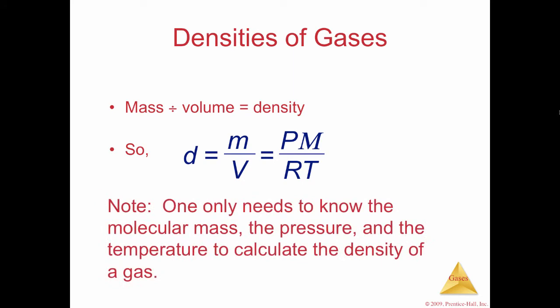so we can manipulate the equation even further and say that density is P times molar mass over RT. We only need to know the molar mass, the pressure, and the temperature to calculate the density of a gas. So this equation you will find to be very useful. Again, density equals pressure times molar mass divided by RT.